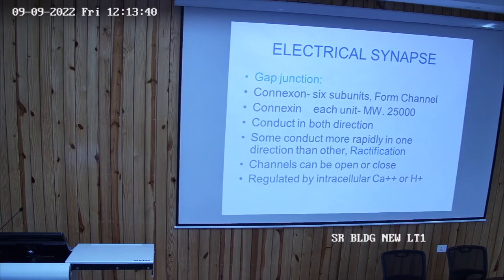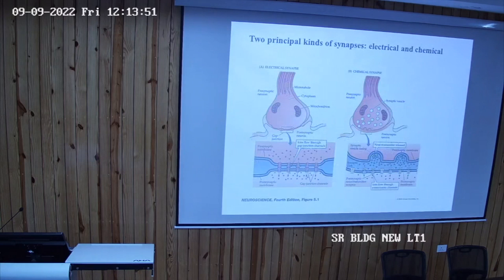And channels can be open or closed, of course, depending upon the intracellular calcium or the hydrogen ion concentration. ये हम इलेक्ट्रिकल सिनेप्सेस की बात कर रहे हैं, ध्यान दीजिएगा. You can see this is the electrical synapse. There is no gap between the two membranes. ये एक membrane आ रही है, this is another membrane. These are the connexon molecules, and there is a tight junction between the cell membranes. The flow of information or the ions occurs through these connexons only. This is normal synapse, which is called as a chemical synapse, and there is a finite gap between this membrane and this membrane. So this is gap junction, electrical synapse. This is the chemical synapse.